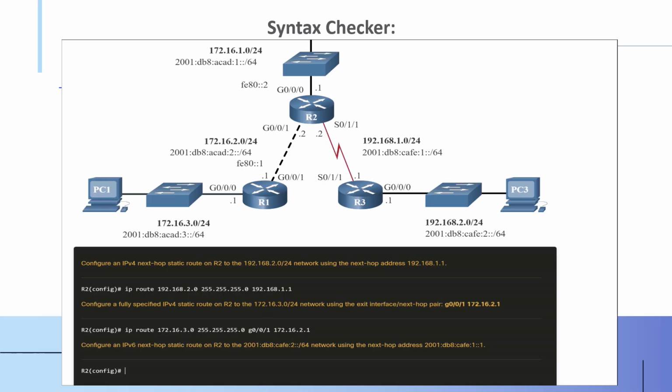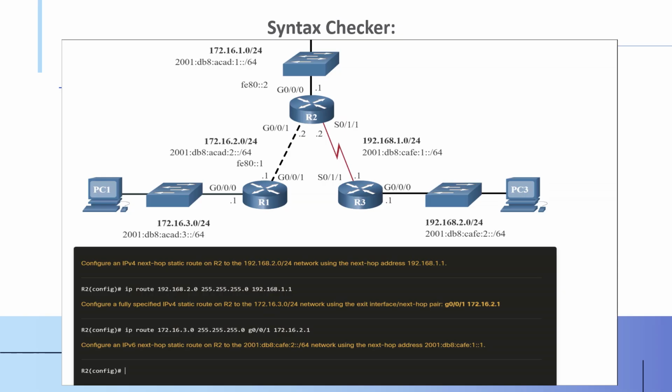is the next hop, which is the hop of router 1 at the interface giga001, whose IP address is 172.16.2.1, and the exit interface is the interface giga001 at router 2.